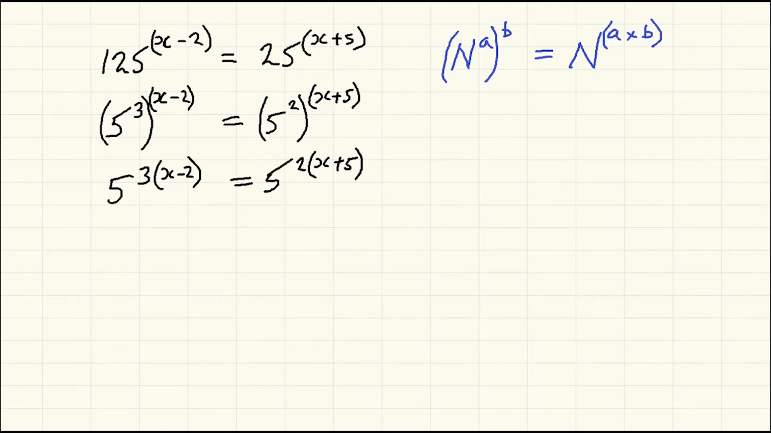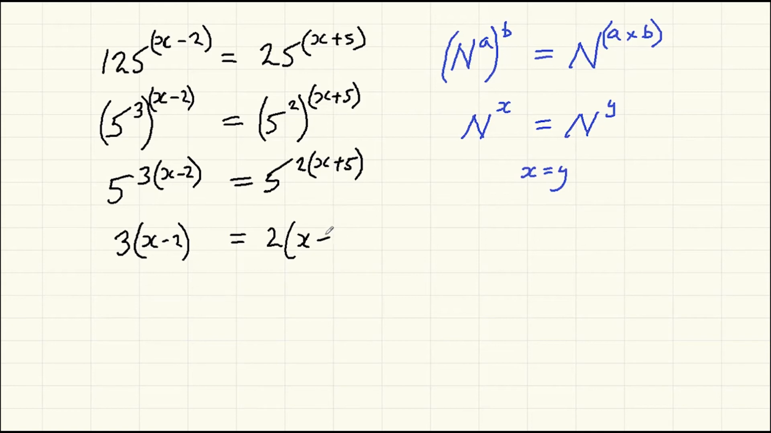Now there's another relationship you need to know. If you have a number raised to, say, the power of x, and that equals the same number raised to the power of y, then x must be the same as y. We can now write this as 3 times x minus 2 equals 2 times x plus 5.